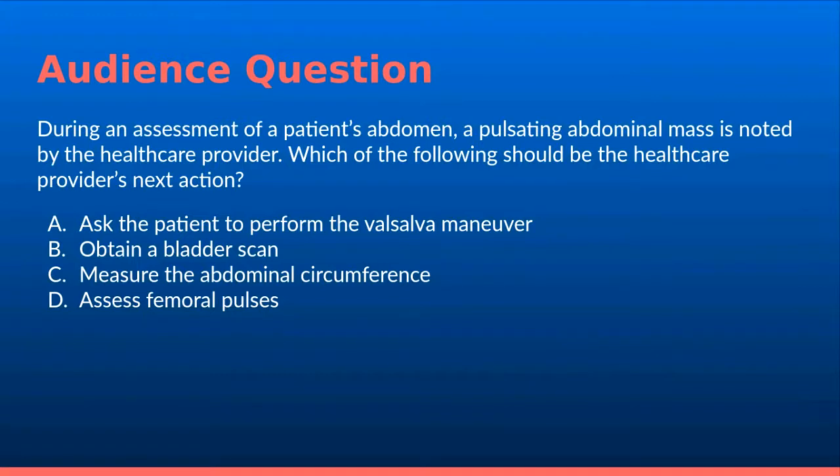Okay, yes, the answer is D. A pulsating mass may indicate the presence of an abdominal aneurysm, and if we assess the pulse, it will provide information regarding the degree of circulatory compromise.